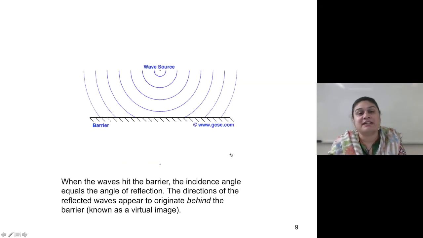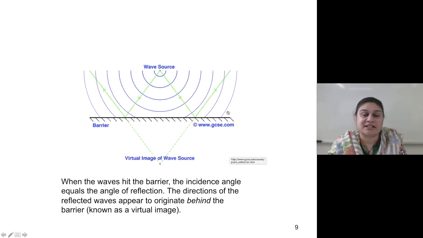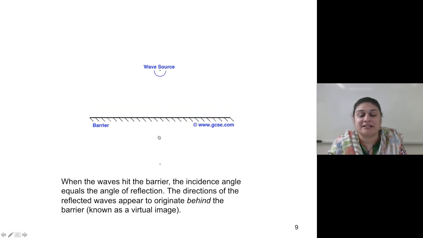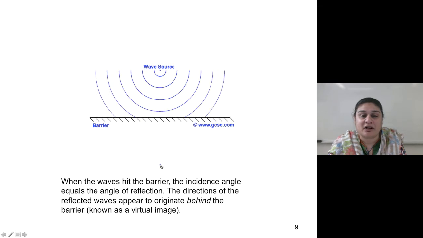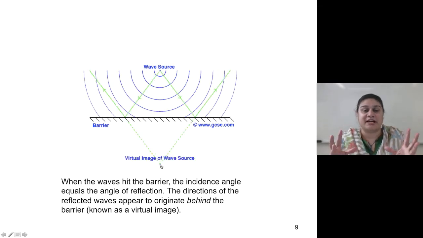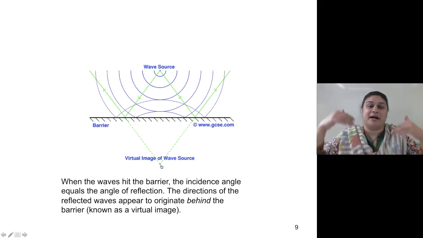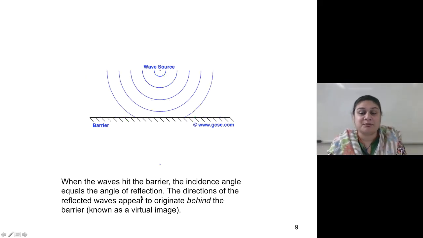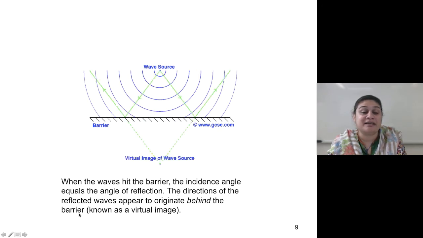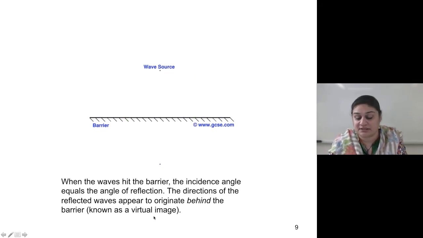In the case of a spherical wave, if the wave source is a dot here, then it hits the barrier. It is almost as if the reflected waves are originating from a virtual image of the wave source, and then they will be reflected back, going backwards. Here's another important thing to remember. The reflected waves appear to originate behind the barrier, and these are called virtual images. We will be dealing with a lot of virtual images in your labs as well as in future chapters.